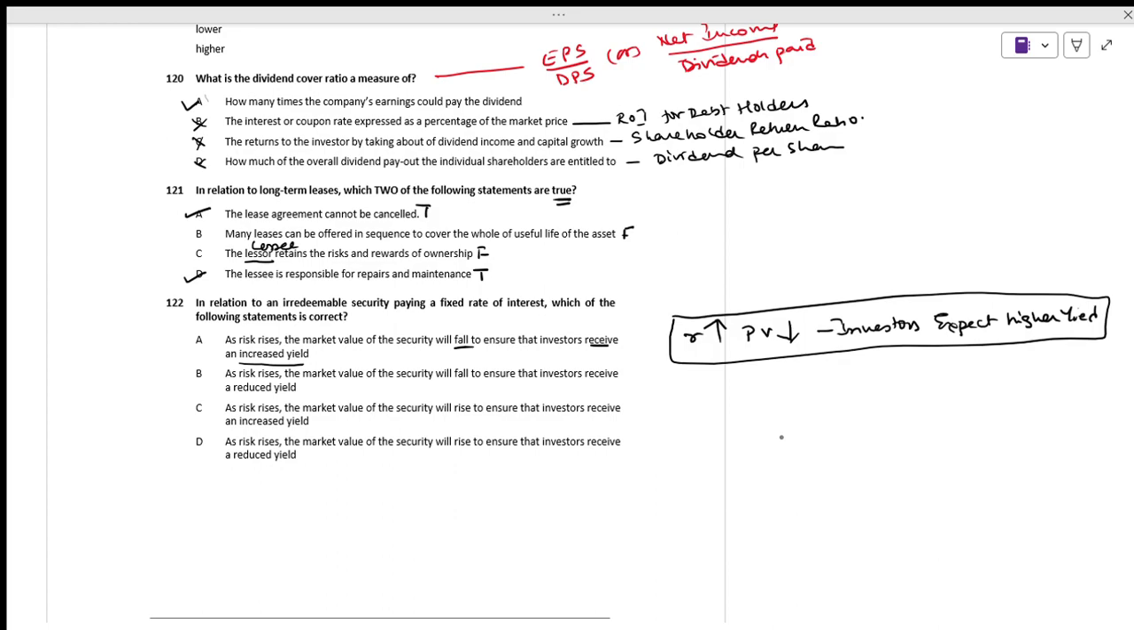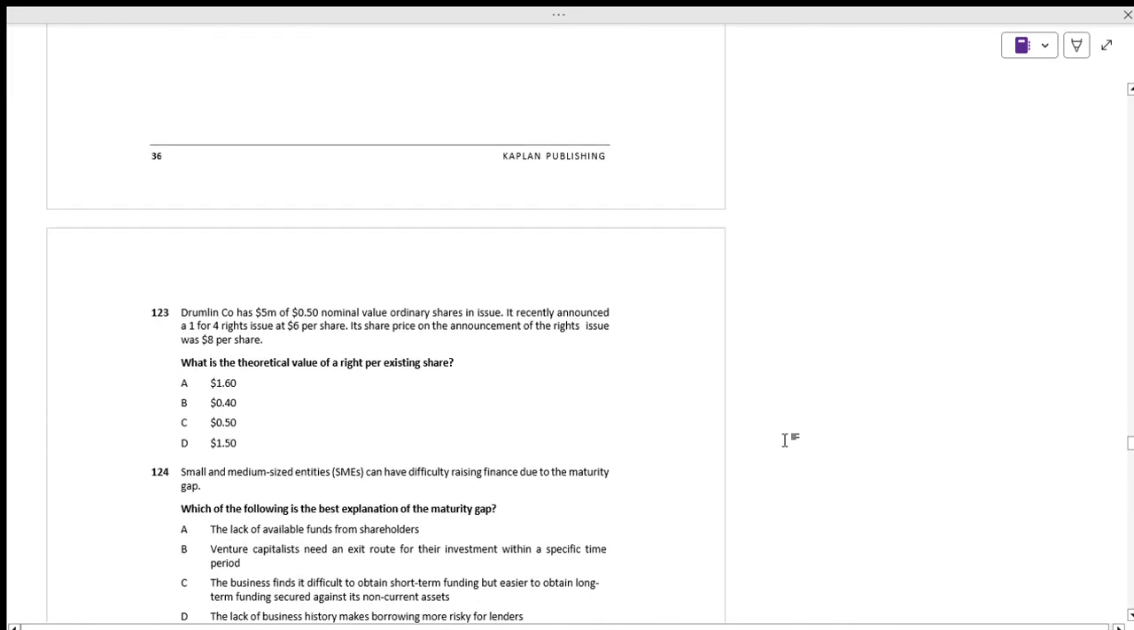As risk rises, the market value of security will fall to ensure a higher yield. As risk rises, the market value of the security falls, and the investor sees that risk is increasing, so expectations will also increase. You have more expectations for return. This is not right. As risk rises, the market value of the security will also rise? No, as R increases, the present value will decrease. No, the correct answer is this.